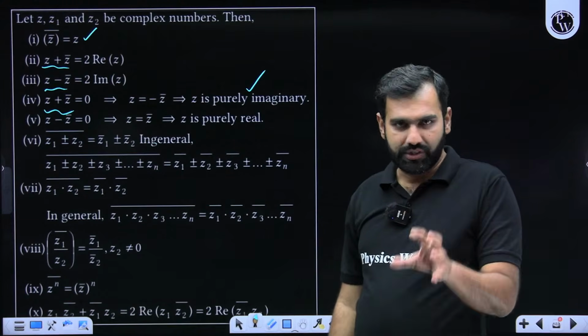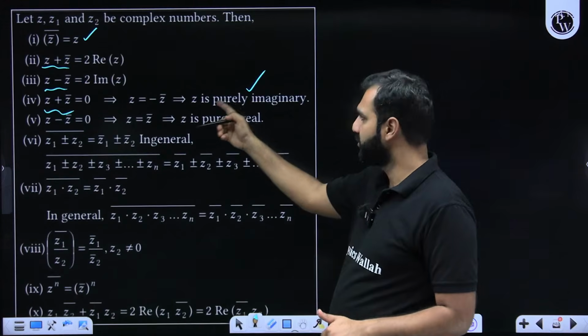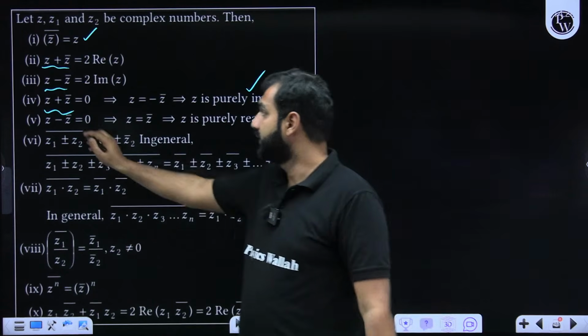Which means if in a question I'm told and given that z is a purely imaginary complex number, I'll say that z plus z bar will be 0.